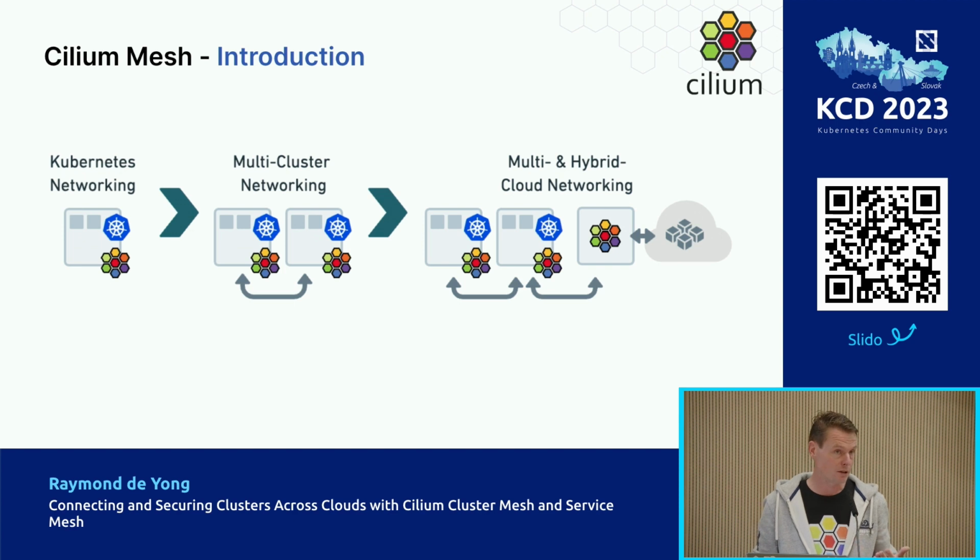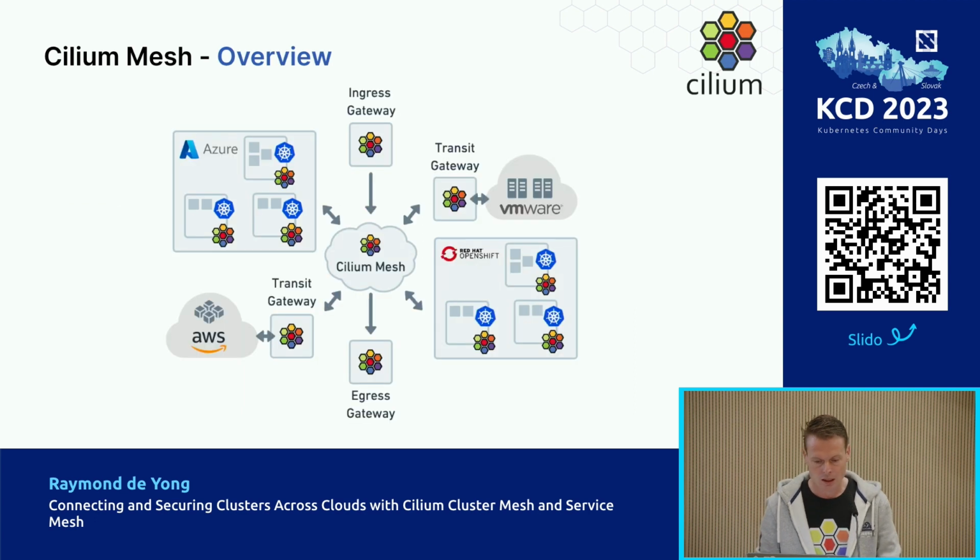We started with Kubernetes networking. We then introduced Cluster Mesh, which is already available for a few years. We have the external workload capability where you can run a Cilium agent on a VM. But we're now also introducing hybrid multi-cloud networking with the so-called Cilium Transit Gateway.